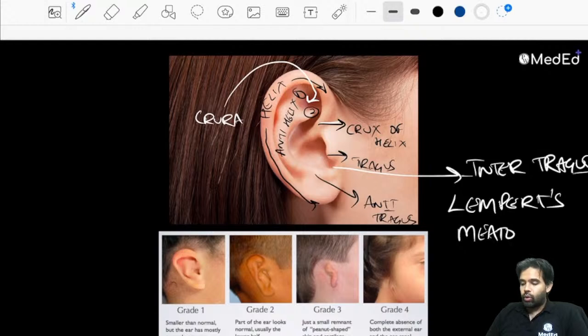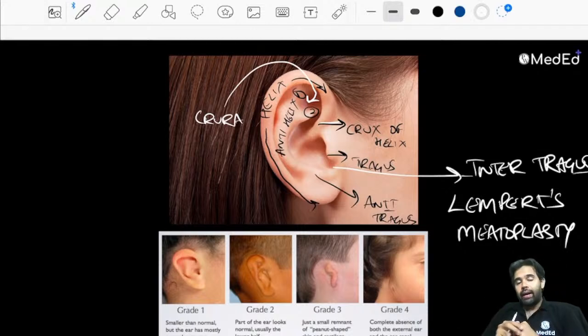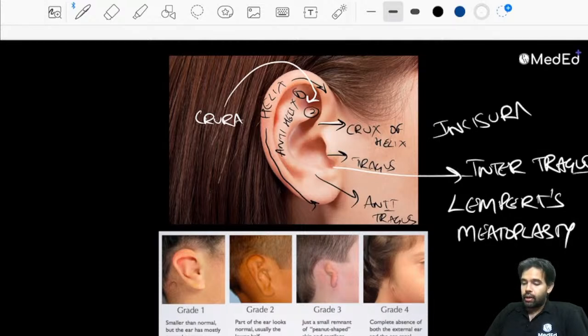Meatoplasty is for the repair of the ear canal, and this place has no cartilage, so you make the incision over here. This intertragal area is also called incisura terminalis. Incisura terminalis is the space between the crux of the helix and the tragus.